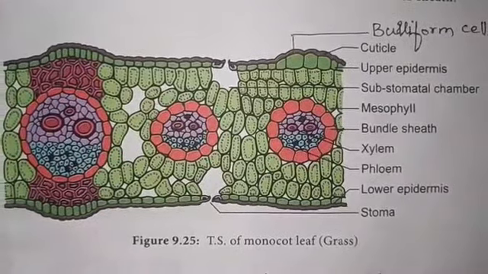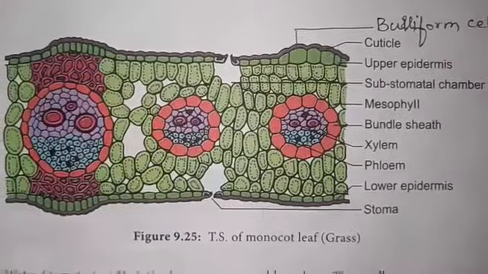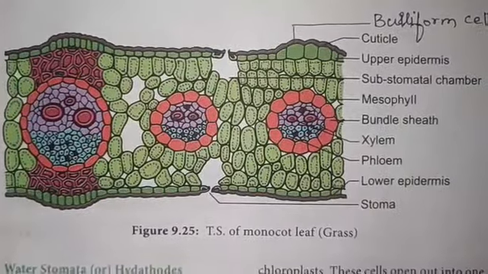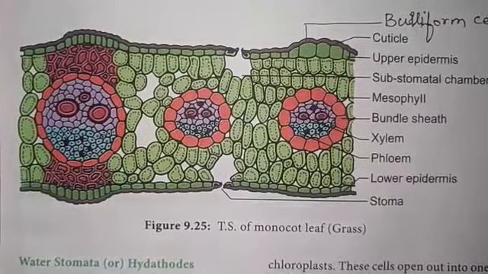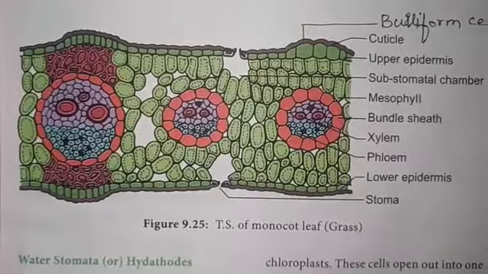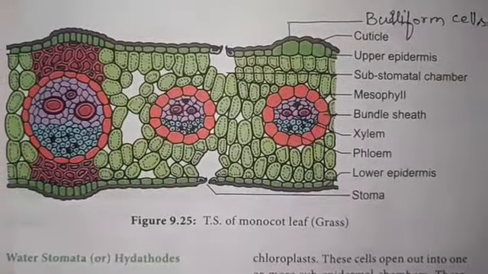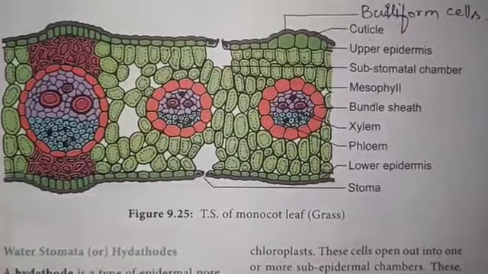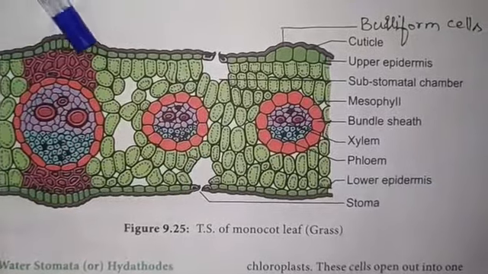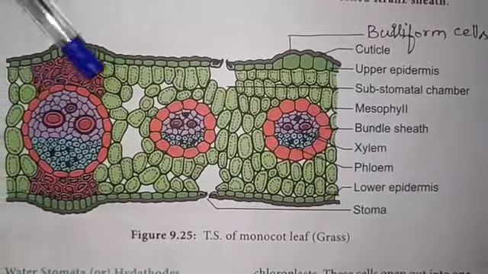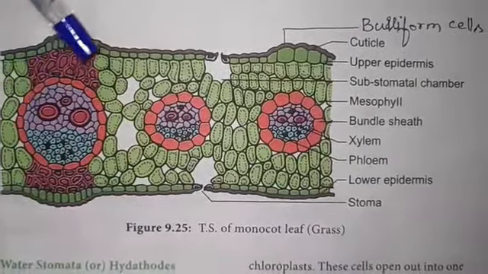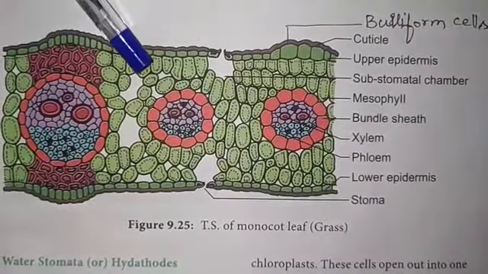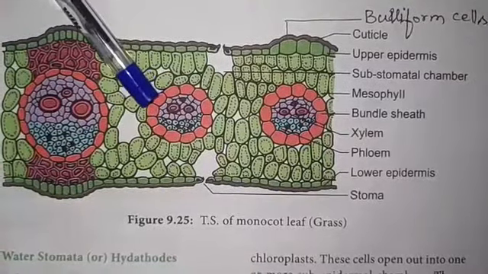Anatomy of monocot leaf. Monocot leaf example is grass leaf. The transverse section of grass leaf is also similar to the dicot leaf, sunflower. So the internal structure of a grass leaf shows the following parts: epidermis, mesophyll and bundle sheaths, that is, vascular bundles.